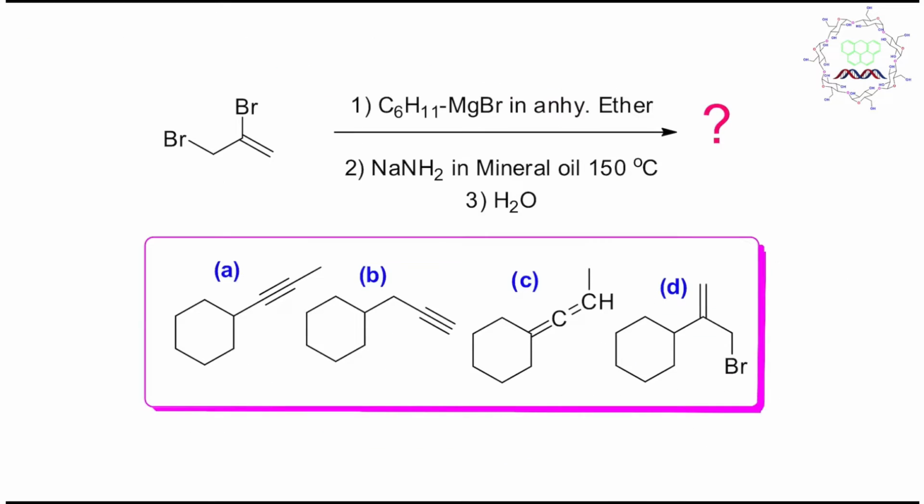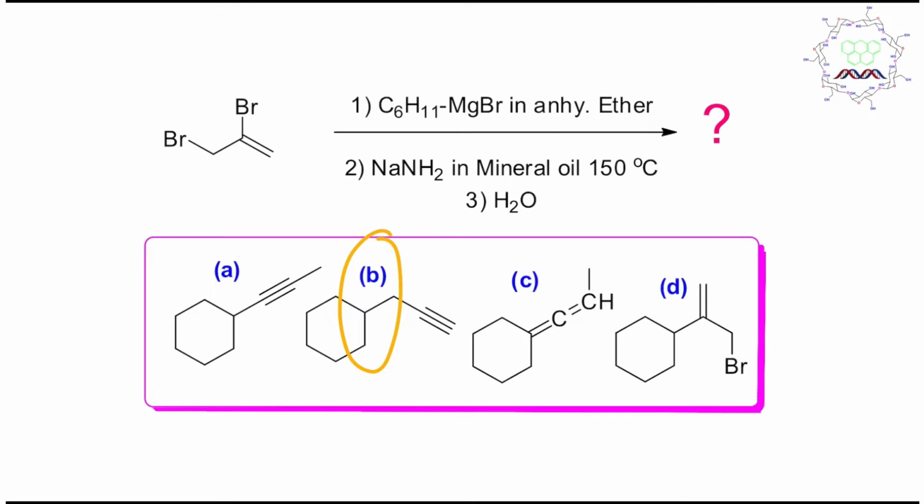Okay, so in this case what is the right answer? The right answer is terminal alkyne, fine. So option B is the right answer. Now if this question appears in your exam, in less than 30 seconds, how can you come up with the right answer?